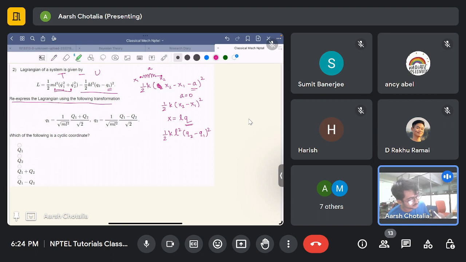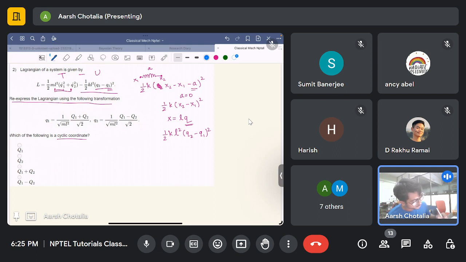Q1 is some number times capital Q1 plus Q2, and Q2 is proportional to Q1 minus Q2 with the same factor, right? So if this was your GATE or NET question, you should realize that there is q2 minus q1 here. And if we can express q2 minus q1 using just one variable, then the other variable would be a cyclic coordinate. That is what is asked here. What is a cyclic coordinate?